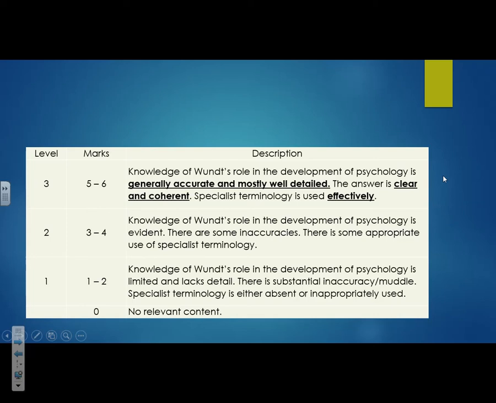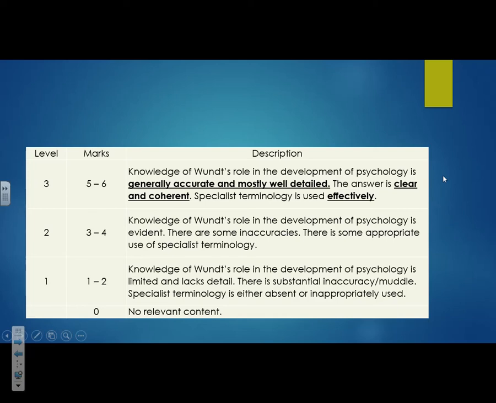So here are the three key things we're looking at, and these are the three key things that we look at whenever we look at any extended writing essay. If there's a 12-mark essay, AO1 would be 6 marks, and you would look at something similar even if there was AO3 as well. So knowledge is generally accurate and mostly well detailed, is evident, or is limited and lacks detail. They are the three options.